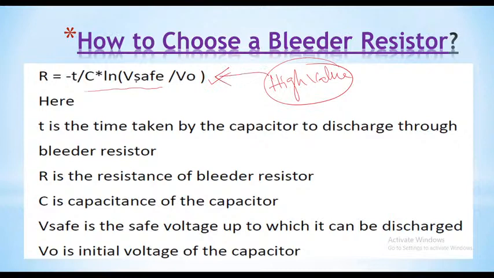So the bleeder resistor formula is R equals minus T by C into the natural logarithm of V safe to V naught. Here T means time, R means resistance, C means capacitance. V safe is the safe voltage up to which it can be discharged. V naught is the initial voltage. So it is just a formula to choose a bleeder resistor.